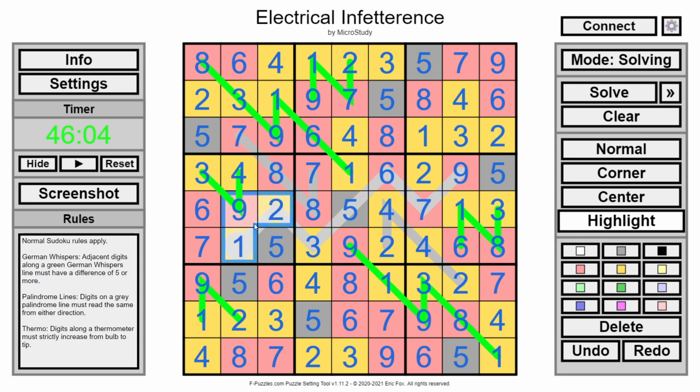I mean, I say nice, that seems like it's condescending. A very good idea with the palindromes and the thermometer, and then you just layered on top the German Whispers so well. It's just a wonderful puzzle.